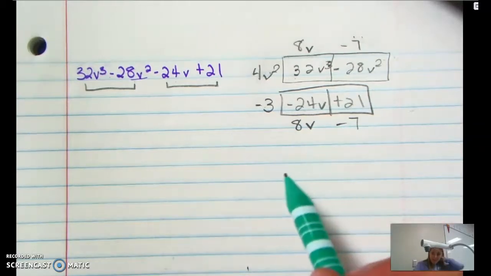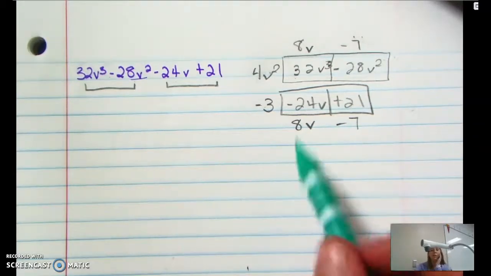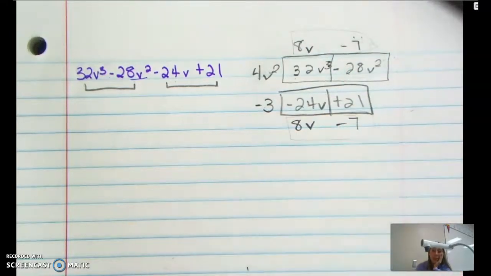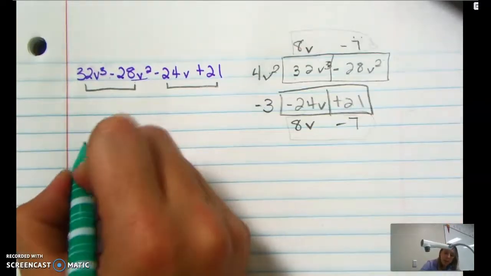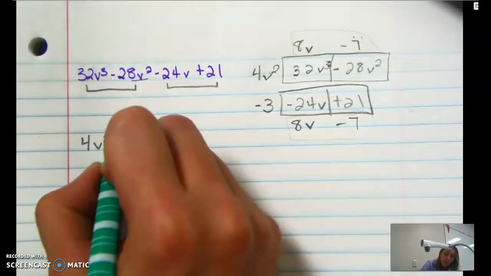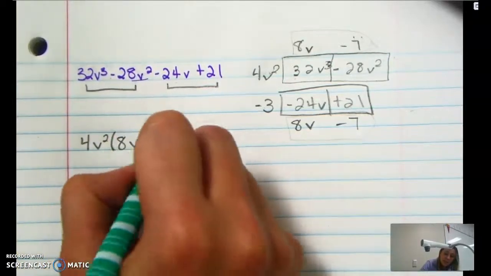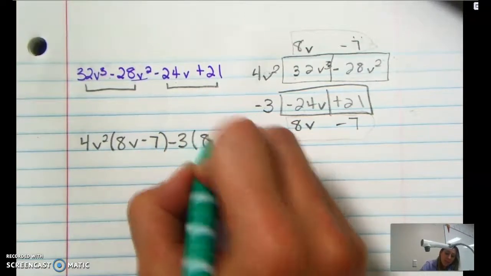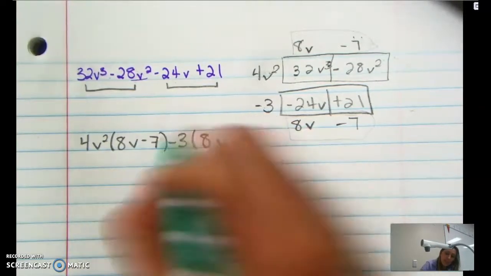Now the second step that we have to think about when we're factoring by grouping, this number and this number, they have to match. And they do, so we know we did it right. So now we're going to do 4v squared times 8v minus 7. And then we just write the next one, negative 3 times 8v minus 7.